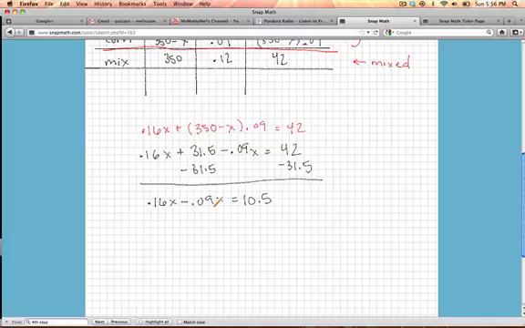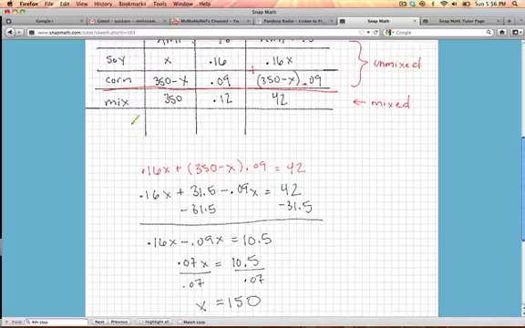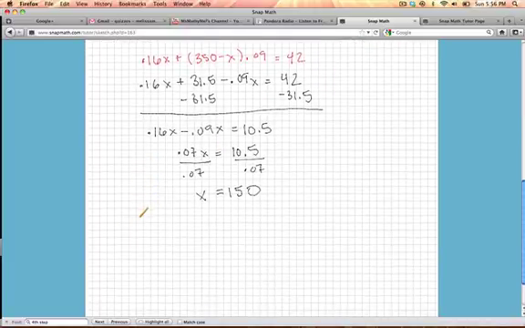Now let's combine like terms, and we'll get 0.07x is equal to 10.5. We'll divide both sides by 0.07 to get x is equal to 150. So let's look at our table again. If we want to know how much soy is in the mixture, soy is equal to x, and x is equal to 150. So the amount of soy is 150 pounds.